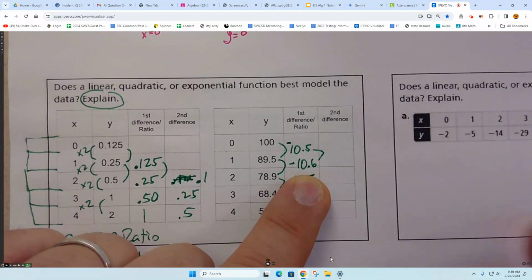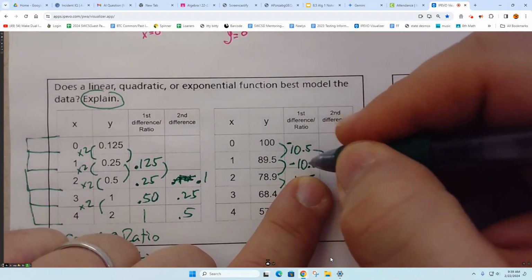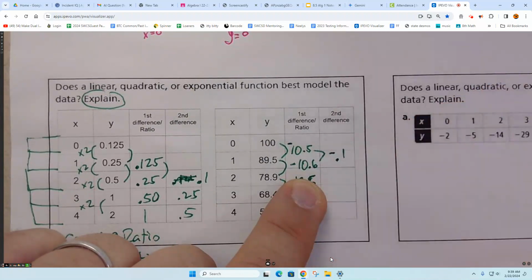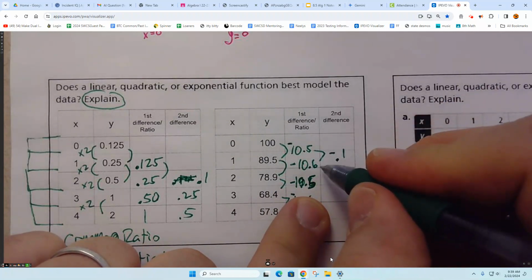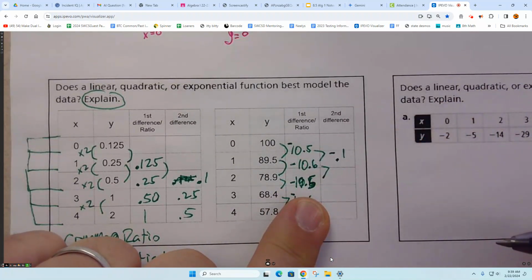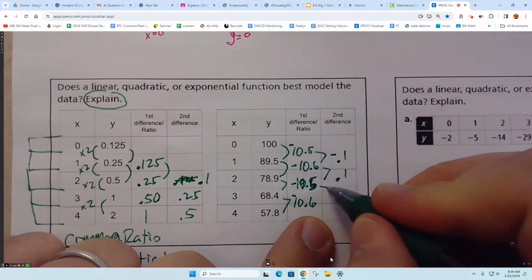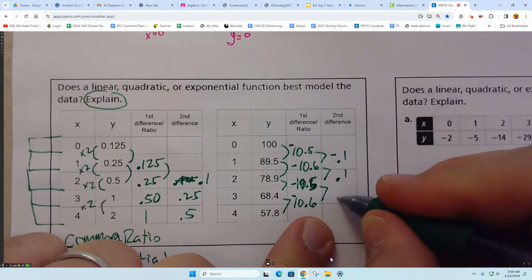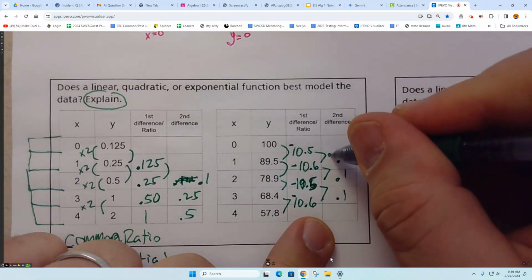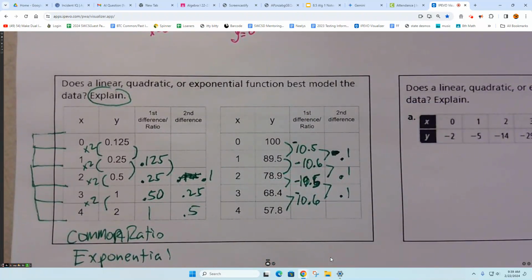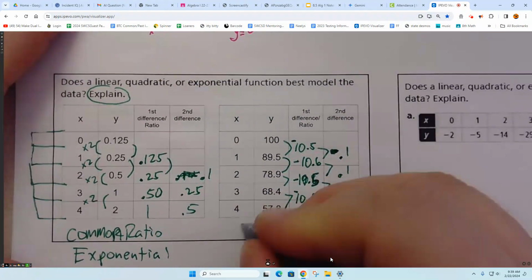Negative 0.5. This goes down, so this goes down by negative 0.1. This one goes up 0.1. And this one goes. Now, the difference we're not going to consider, actually, we don't have to consider whether it's a positive or a negative change. Okay. So if the second difference is all 0.1, that means we've proven that it's quadratic.